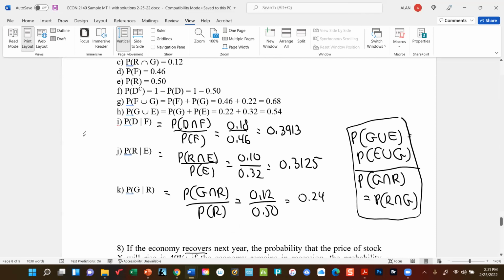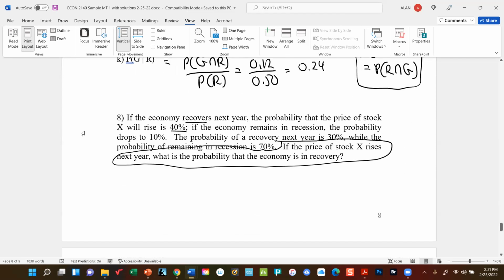Bayes theorem. Now, how do you know that this question 8 is a Bayes theorem question? Well, there's a tip off here. We have a lot of probabilities given to us. So let's look at this for a second. If the economy recovers next year, the probability that the price of stock X will rise is 40%. Now that is clearly a conditional probability because two things are involved: the stock going up and the economy being in recession, or sorry, in this case, recovery.